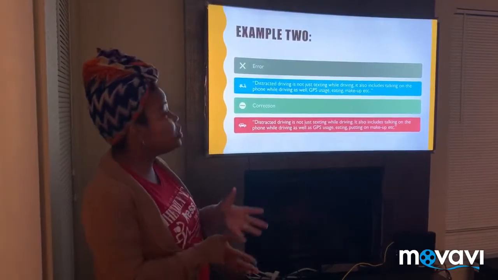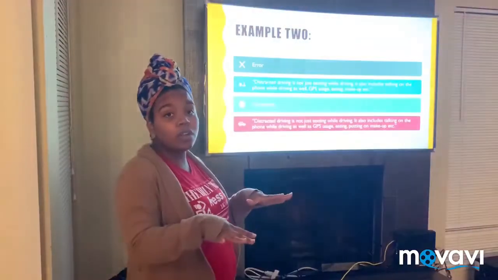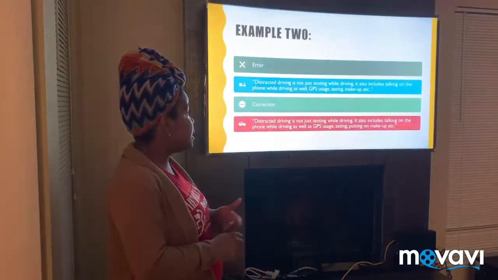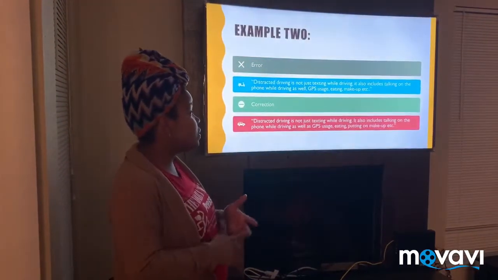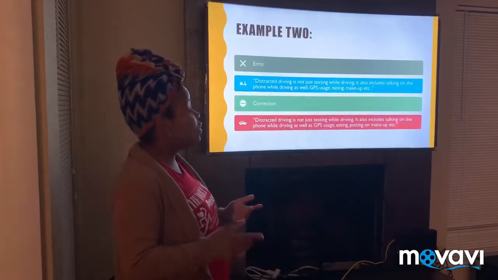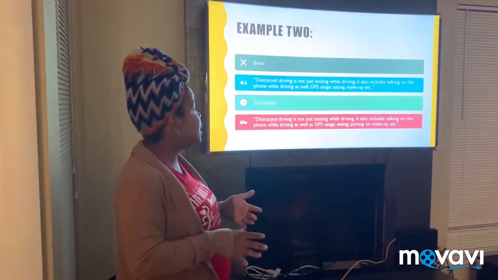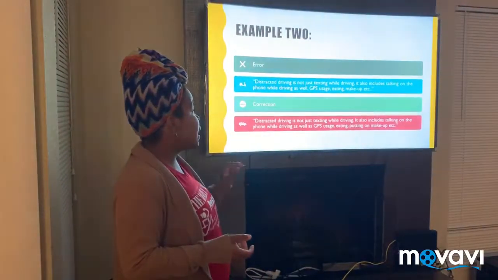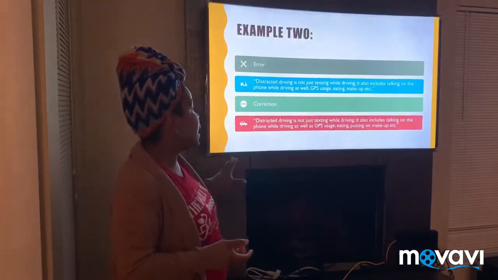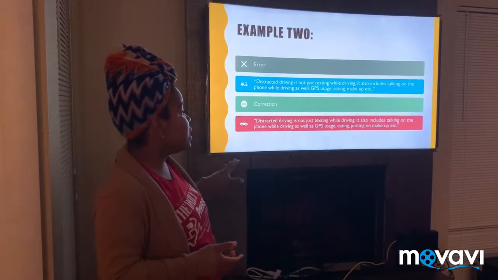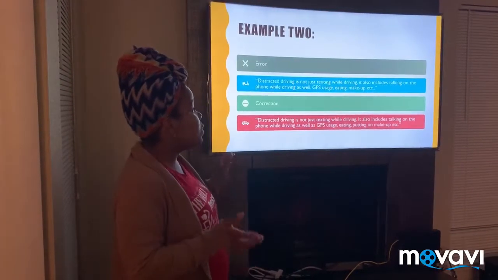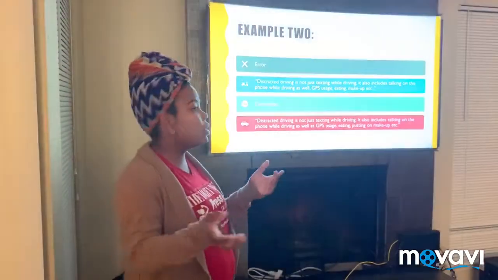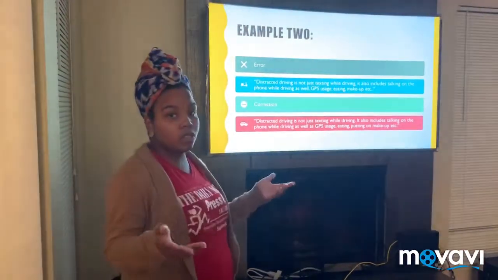Okay, so example 2. I'll read the one that's wrong first, and then we'll read the one that's correct. So the first one is: distracted driving is not just texting while driving. It also includes talking on the phone while driving as well, GPS usage, eating, makeup, and etc. So that's incorrect. What we want to say is distracted driving is not just texting while driving, period, to actually end that so it doesn't turn into a long run-on thought that kind of loses your interest.